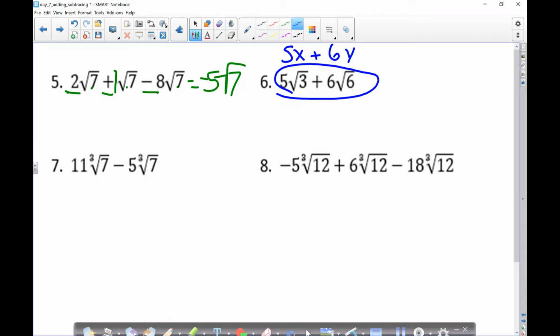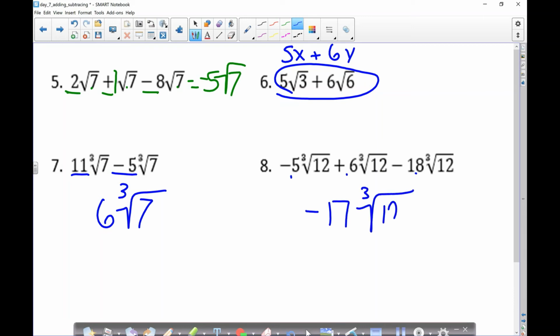And then I'm looking at number 7. So my square roots are the same, or actually these are cube roots. My cube roots are the same, so I can subtract 11 minus 5 for 6 cube root of 7. And then I'm looking at 8. They're all the same. Cube roots are all 12, so I can simplify negative 5 plus 6 minus 18, which is going to give me negative 17 cube root of 12.